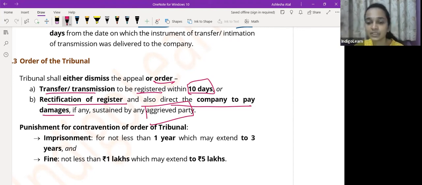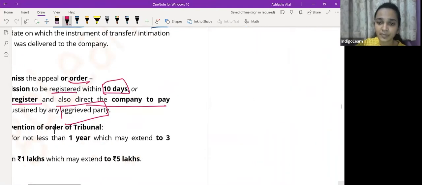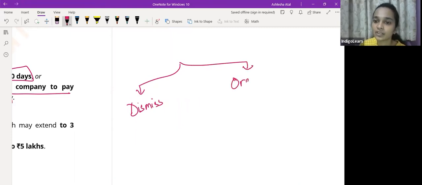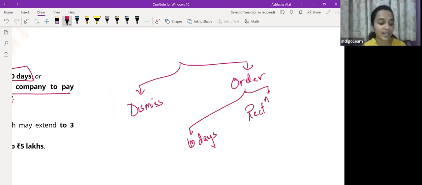So क्या करेगा tribunal? Tribunal can either dismiss the appeal, डिसमिस मतलब खारिज कर देगा, डिसमिस कर देगा, कंप्लीटली डिसमिस, या फिर द ट्रिब्यूनल विल पास एन ऑर्डर that the transfer or transmission shall be registered within 10 days, या फिर जो भी रेक्टिफिकेशन करना है इन द रजिस्टर ऑफ मेंबर, इट हैज टू बी डन बाय द कंपनी एज सून एज पॉसिबल.